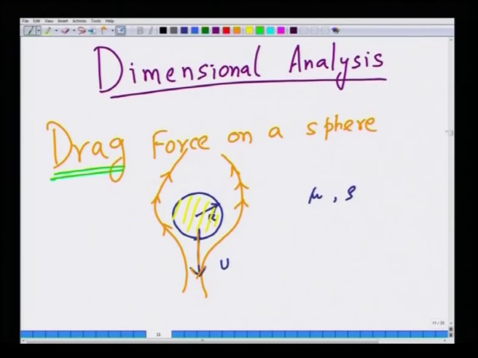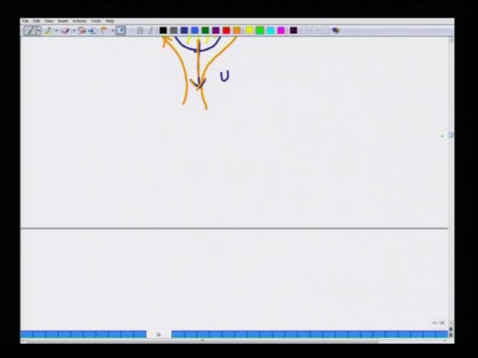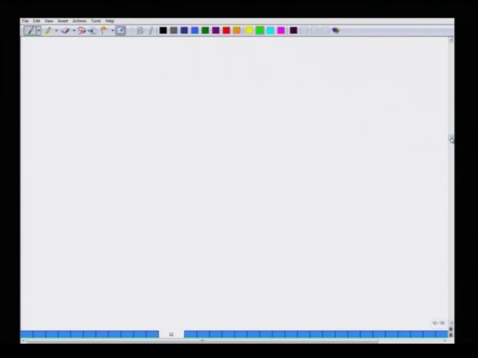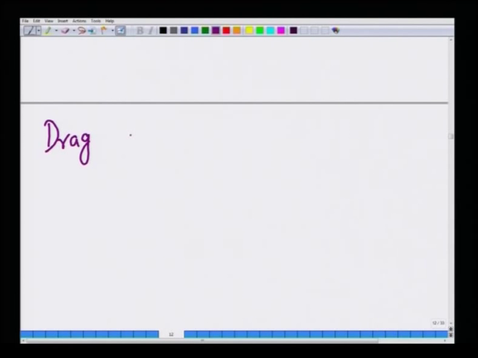Now, suppose you want to know what the drag force on a sphere is, and what type of experiments we should do. So, let us first estimate this problem. Suppose you want to have experiments that correlate the drag force on a sphere with the various physical parameters that affect the problem.